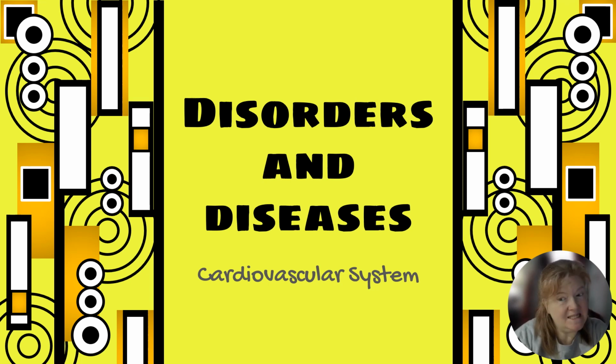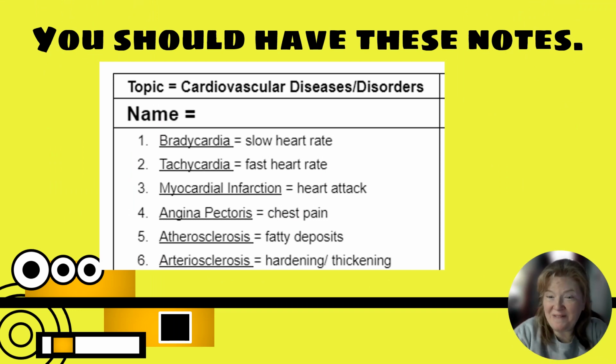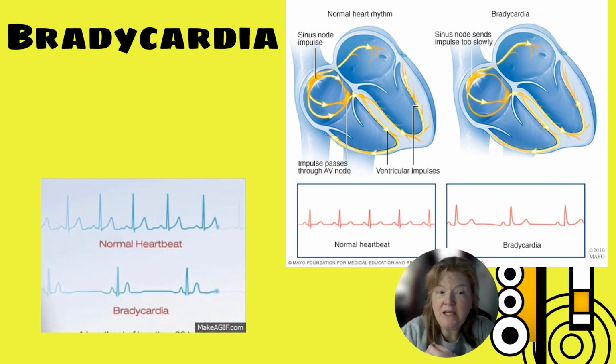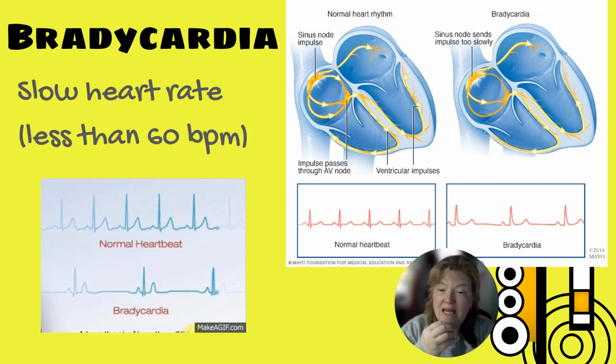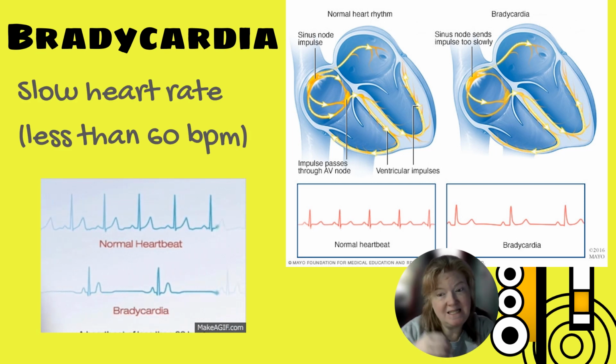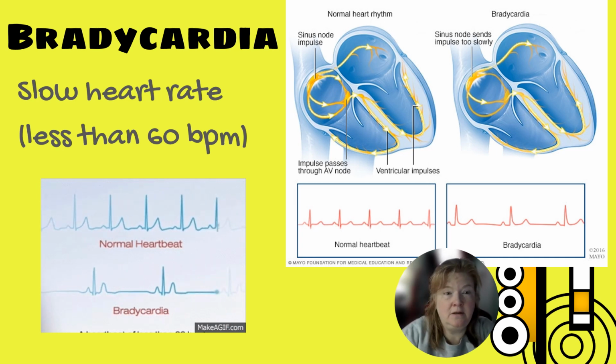Cardiovascular system diseases and disorders. You have these notes which provide a basic definition, but you can add to them so the assignment will be easier. Bradycardia, a slow heart rate, so less than 60 because normal is 60 to 100.